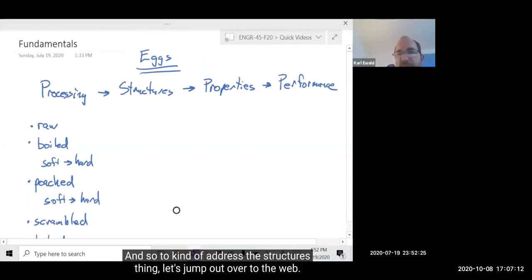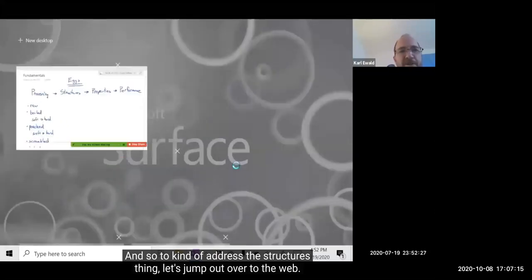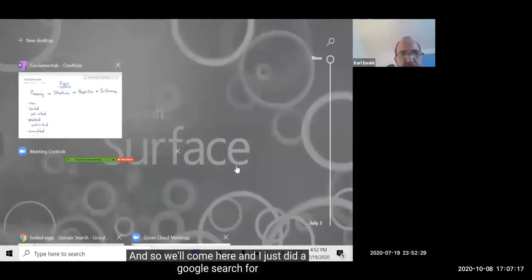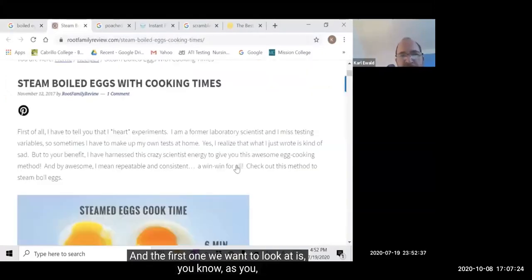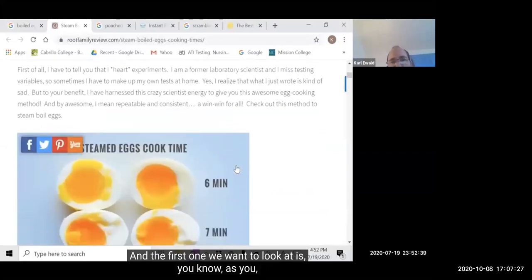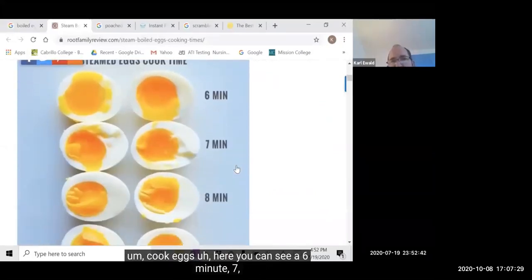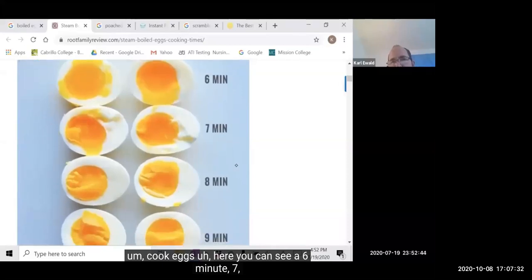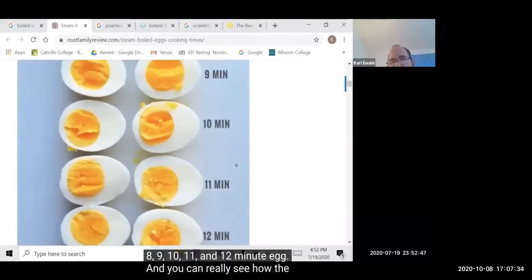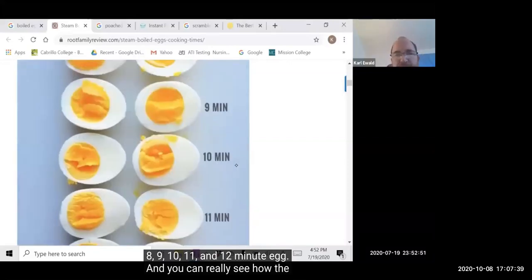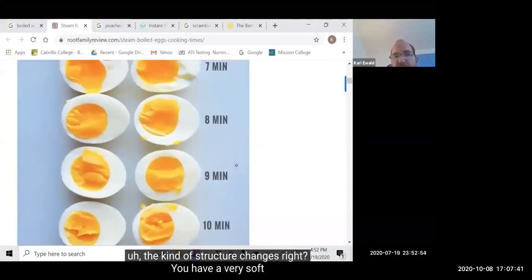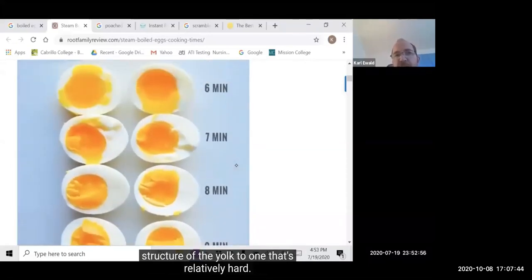And so to address the structures thing, let's jump over to the web. And so we'll come here, and I just did a Google search for boiled eggs. And you can see I set up a variety of tabs here. The first one we want to look at is, as you cook eggs, here you can see a 6 minute, 7, 8, 9, 10, 11, and 12-minute egg. And you can really see how the structure changes, right? You have a very soft structure of the yolk to one that's relatively hard.